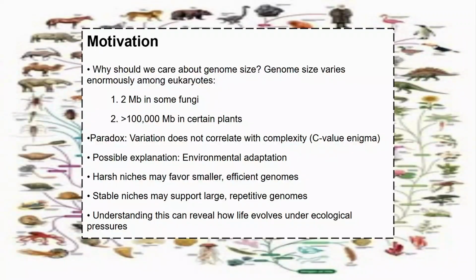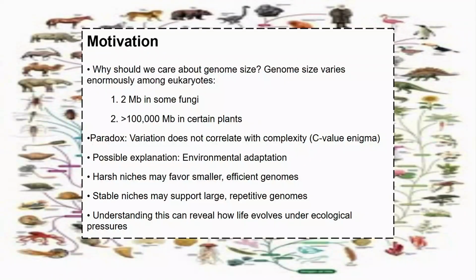Genome size varies enormously among eukaryotes, from about 2 megabases in some fungi to over 1 lakh megabases in certain plants. But oddly, this variation does not correlate directly with organism complexity, a paradox called the C-value enigma. So, what could explain it? One promising explanation is environmental adaptation.